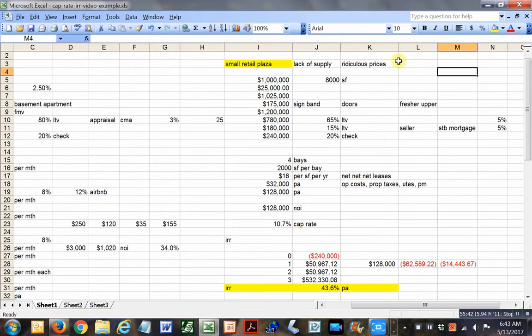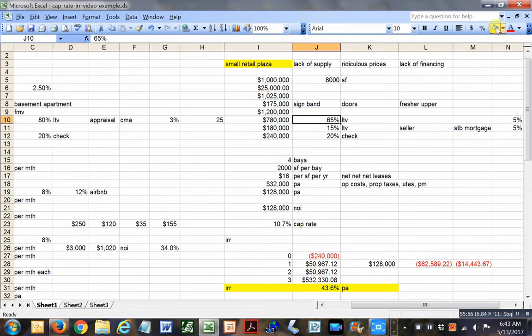Ridiculous prices, because when there's lack of supply, sellers can jack up the prices, right? Lack of financing, because banks and lenders are so conservative these days. They might only give you 65% loan to value, so that's kind of tough on you unless you can be smart and get a seller take back.